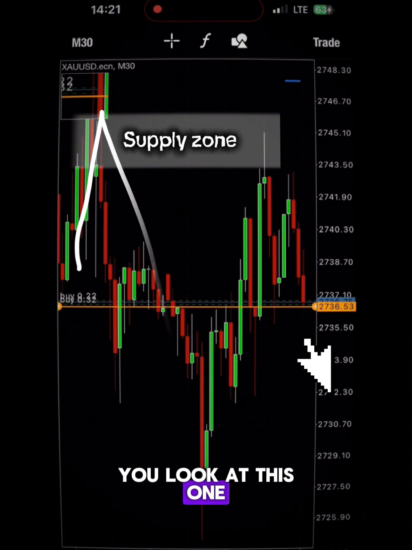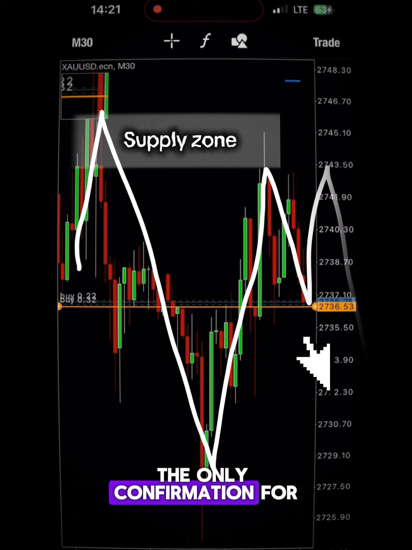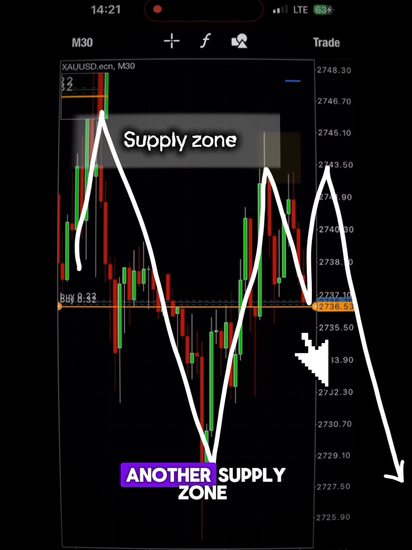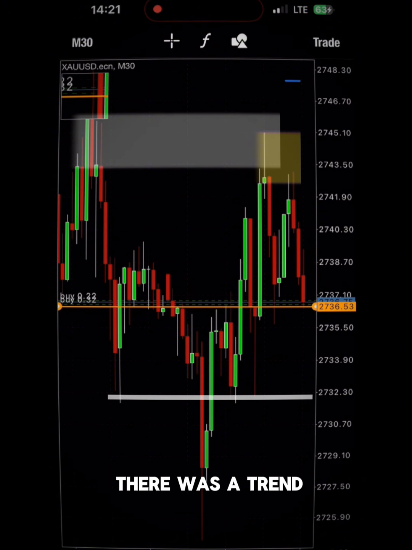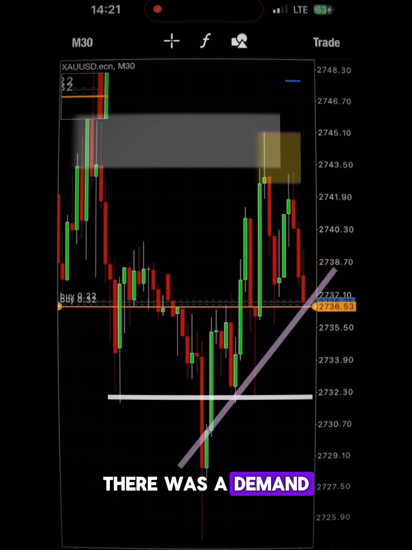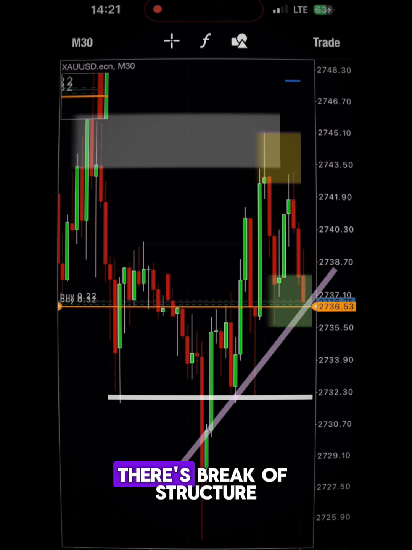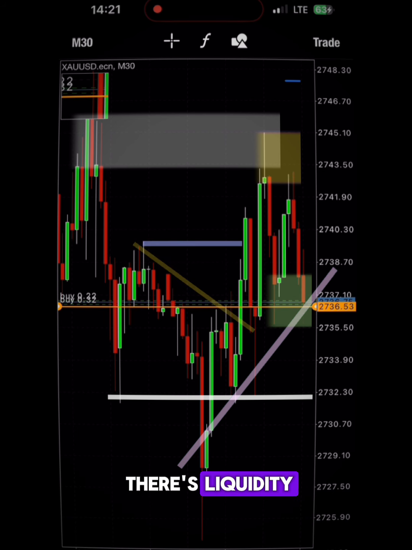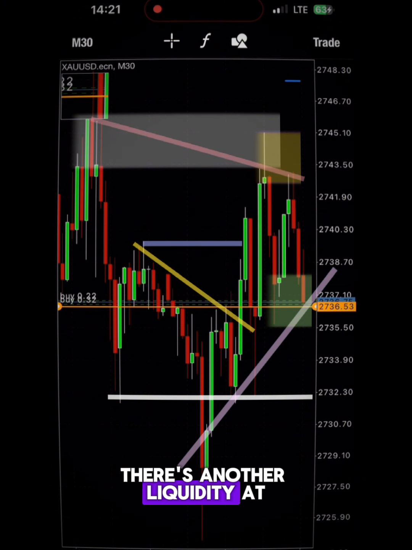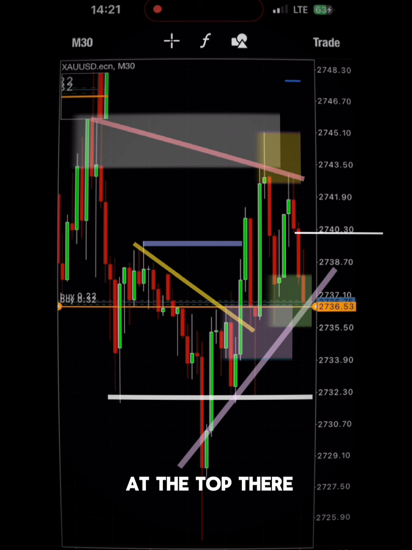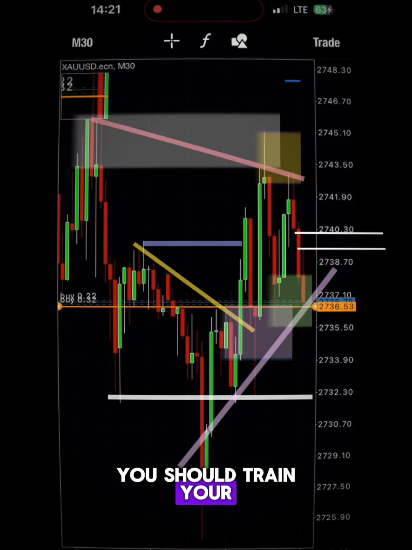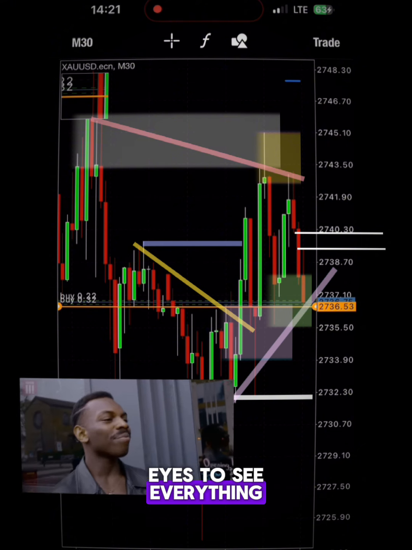If you look at this one, you can see that the only confirmation for selling is just a supply zone and then another supply zone. But for the buy aspect, there was a support and resistance structure, there was a trend line structure, there was a demand zone, 50% mitigation, there's a break of structure, there's liquidity, another liquidity at the top there, there is even a breaker block, not to talk of the fair value gap at the top there. This is literally how you should train your eyes to see. You should train your eyes to see everything.